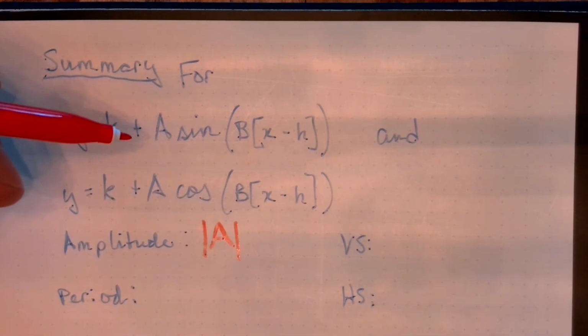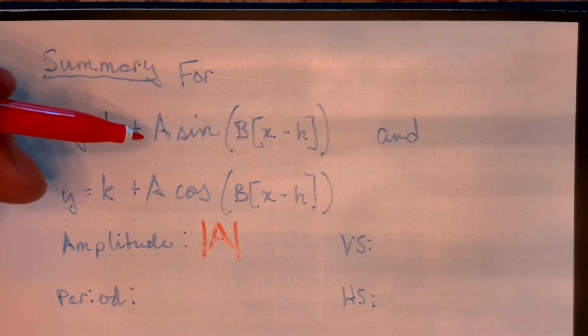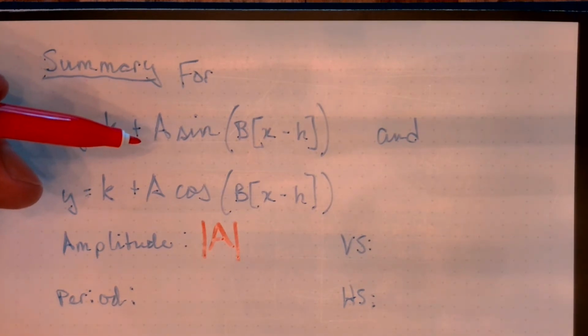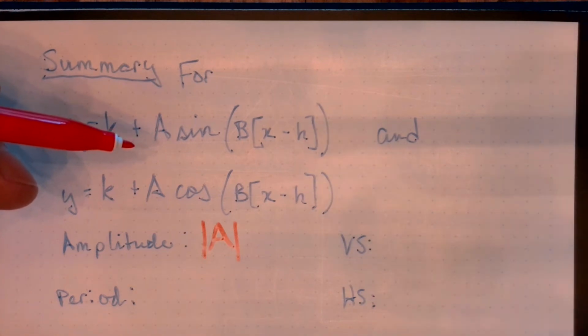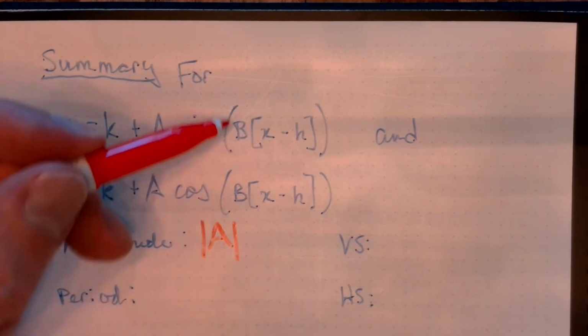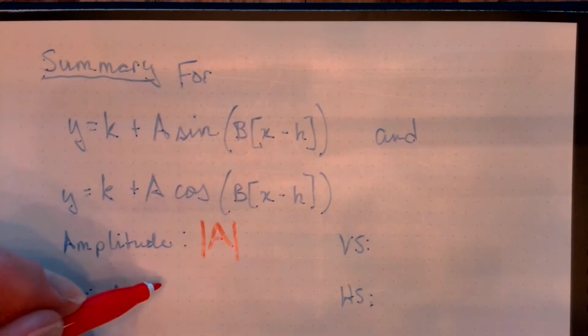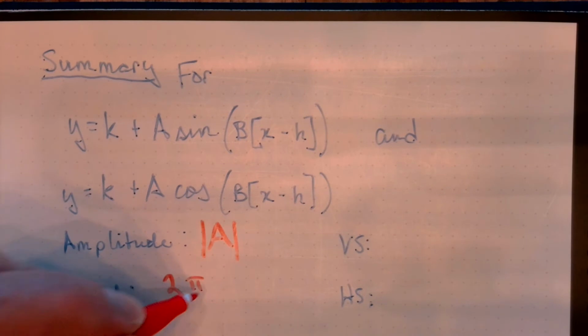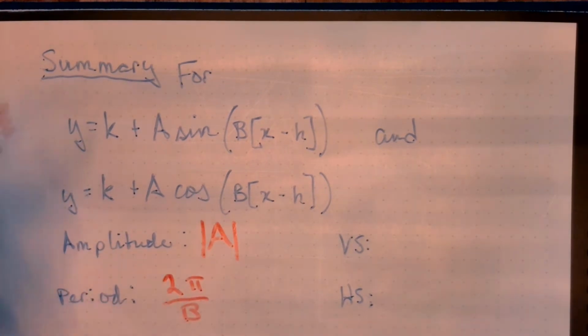If your multiplier is negative, you're going to get a vertical reflection. So the normal sine function starts at the midline and goes up top. If you have a reflection, you'll start at the midline and go down. Period, this multiplier is related to the period. You've got to take 2 pi divided by that number.